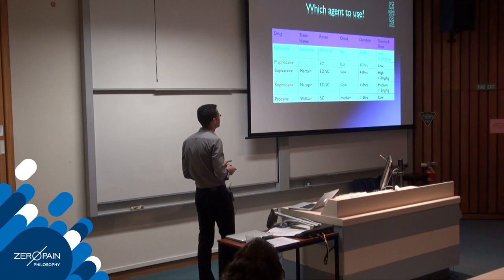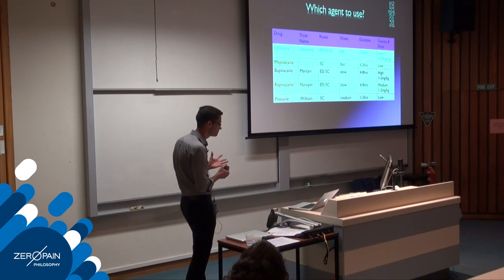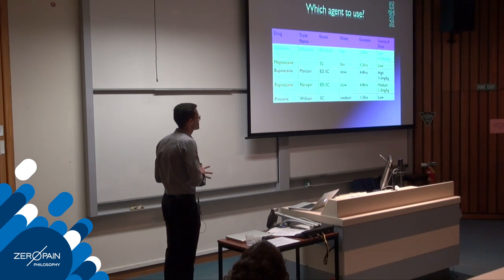So which agents do we have available? We have lidocaine, very commonly used. Fast onset, duration of action 1 to 2 hours, toxicity is low, but I would always calculate, I would never go above 10 mg per kg with lidocaine. And actually 4 mg per kg with lidocaine gets you a really long way.